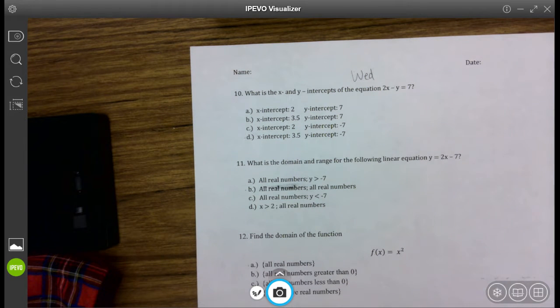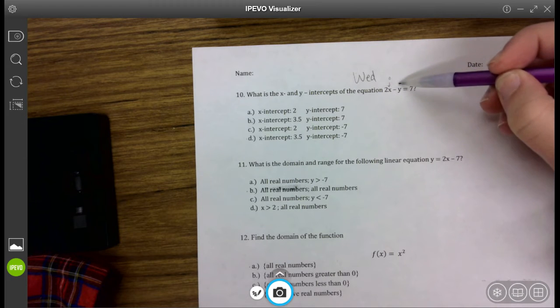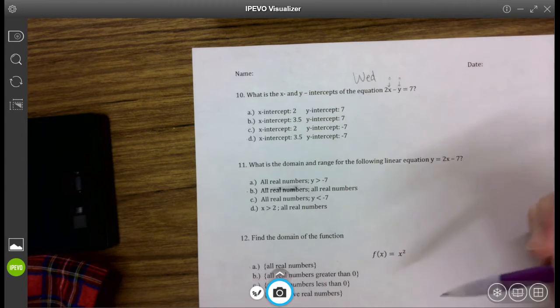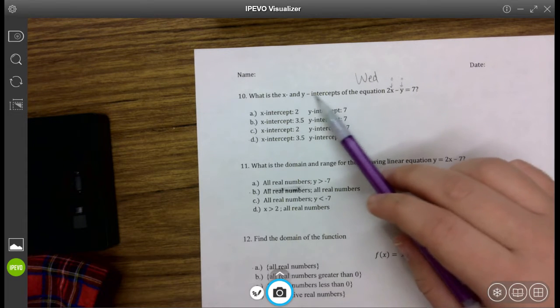All right, so for today's bell ringer, we have: what is the value of the x and y intercepts when the equation is 2x minus y equals 7? So first of all, we need to plug in a 0 for an x, or we can plug in a 0 for y. So when we plug in a 0 for x, we're actually looking for the y-intercept.